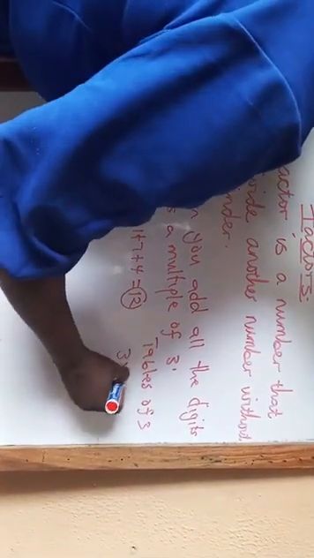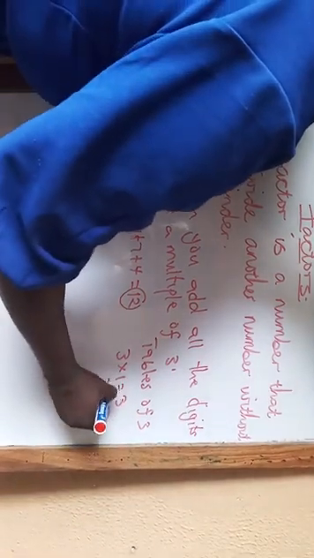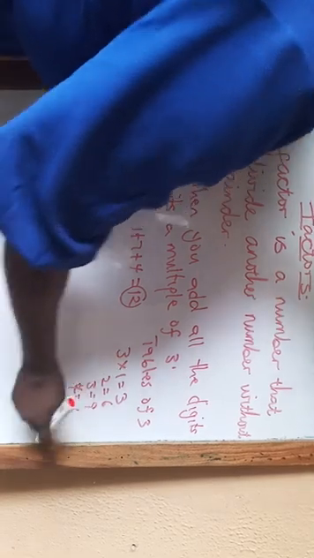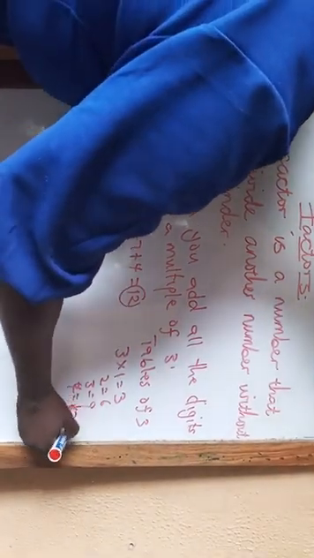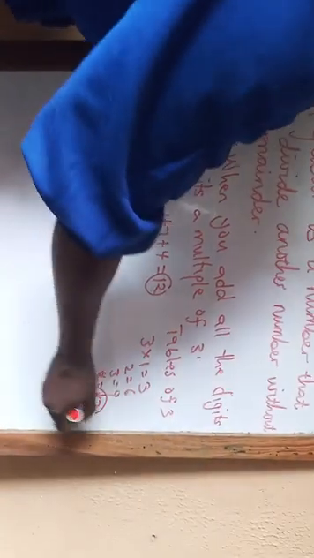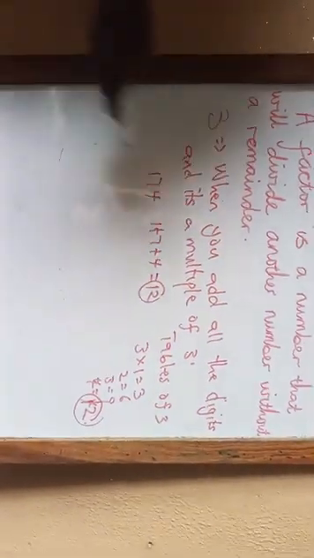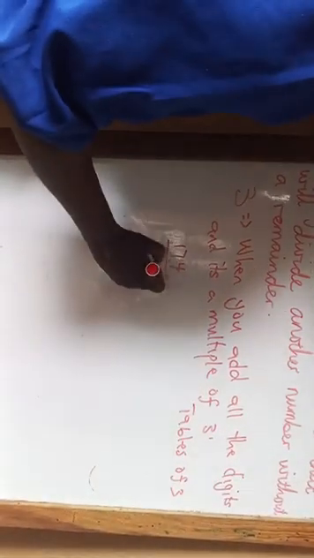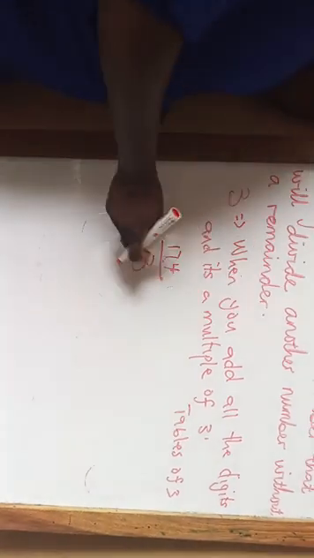3 times 1, 3 times 2, 3 times 3, 3 times 4. 3 times 4 is 12. Since 12 is a multiple of 3, 3 will divide this number. Let us check. Ready?